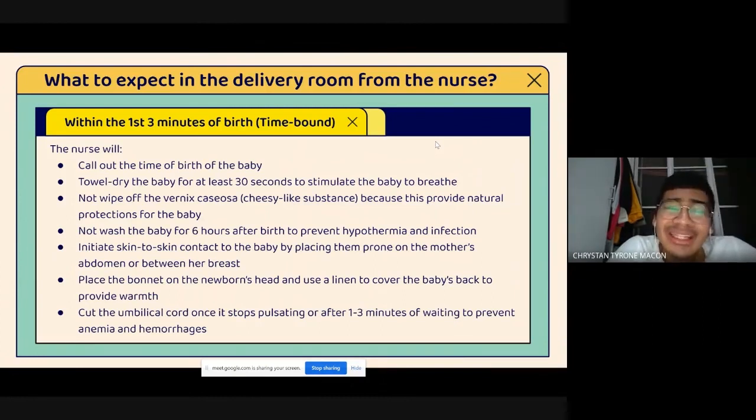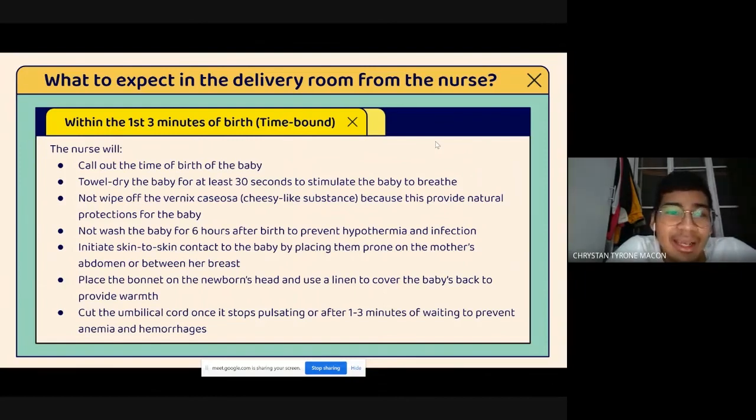Ang pangatlo naman ay hindi dapat pinupunasan ng nurse ang vernix gaseosa or ito ang parang medyo cheesy na tingnan kay baby pagkapanganak. Kasi ang mga cheesy na substance na ito ay pwedeng magdulot ng protection kay baby at tutulong sa kanya na hindi magka-infection. At ang pang-apat naman ay hindi talaga dapat natin papaliguan si baby after 6 hours. Kasi ito ay pwedeng magdulot ng hypothermia at infection kay baby.